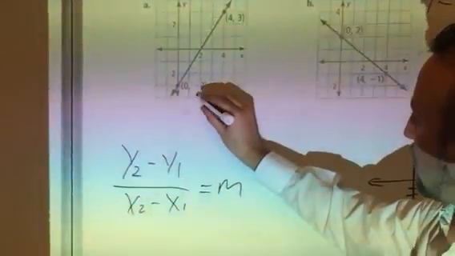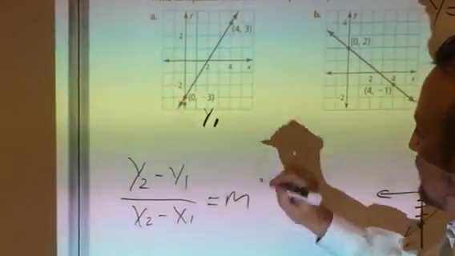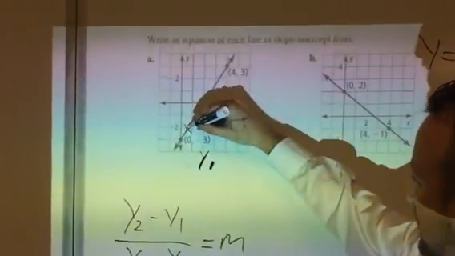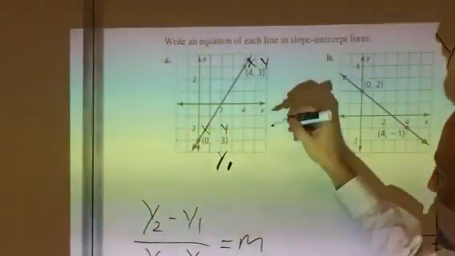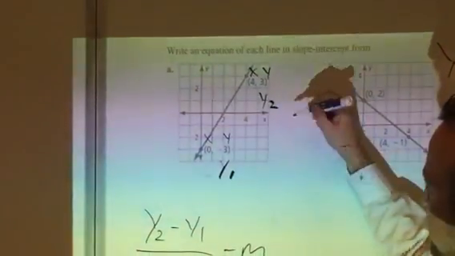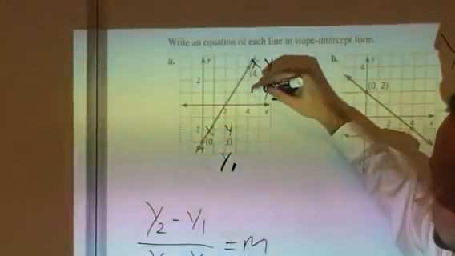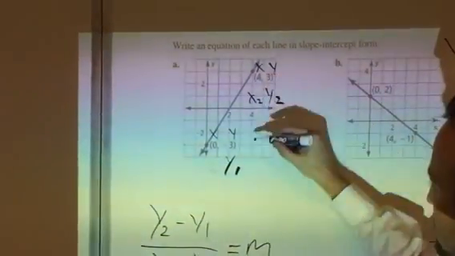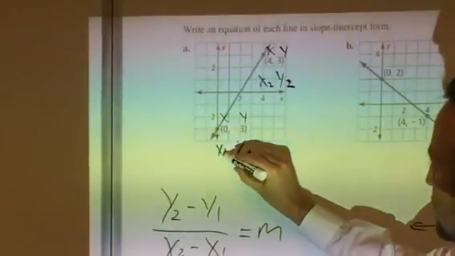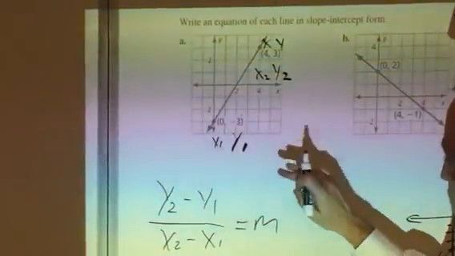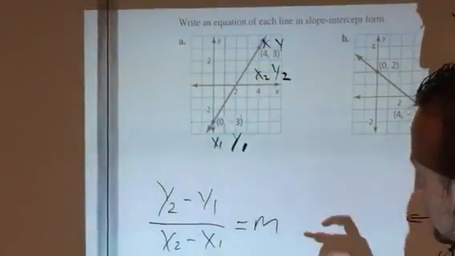We'll call this our y1, because it's a y. Remember, it's an ordered pair. It goes in alphabetical order, x and y, x and y. And we'll call this one our y2. If this is the y2, this must be the x2, and this must be the x1.